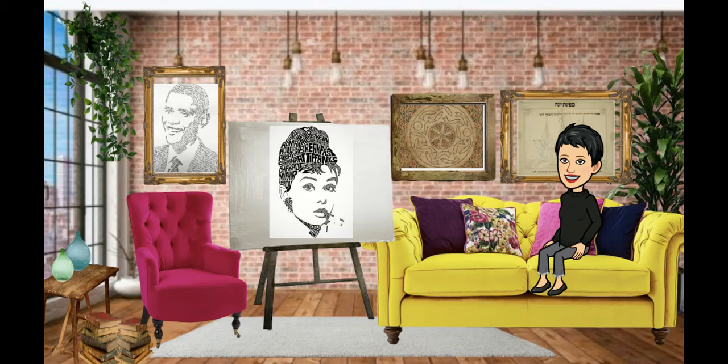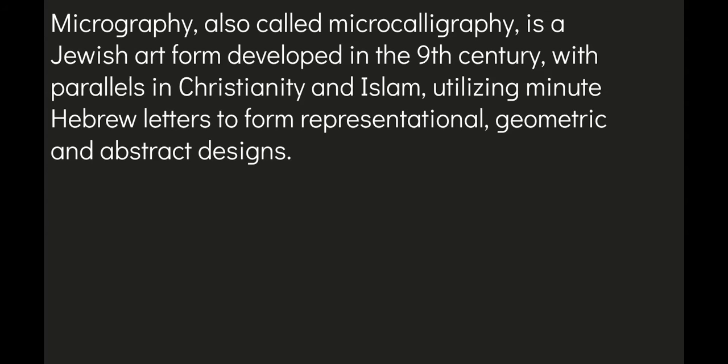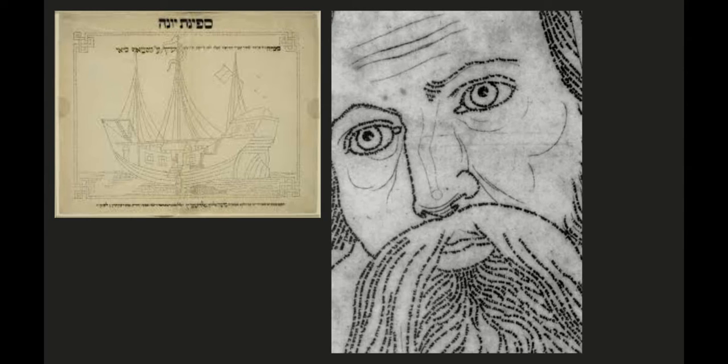Today, we're going to be starting micography. If you look around our art studio, we have some contemporary examples of it and some ancient examples of it, but you're going to be doing your own portrait in micography. Micography is also called microcalligraphy. It's a Jewish art form developed in the 9th century with parallels in Christianity and Islam, using minute Hebrew letters to form representational, geometric, and abstract designs.